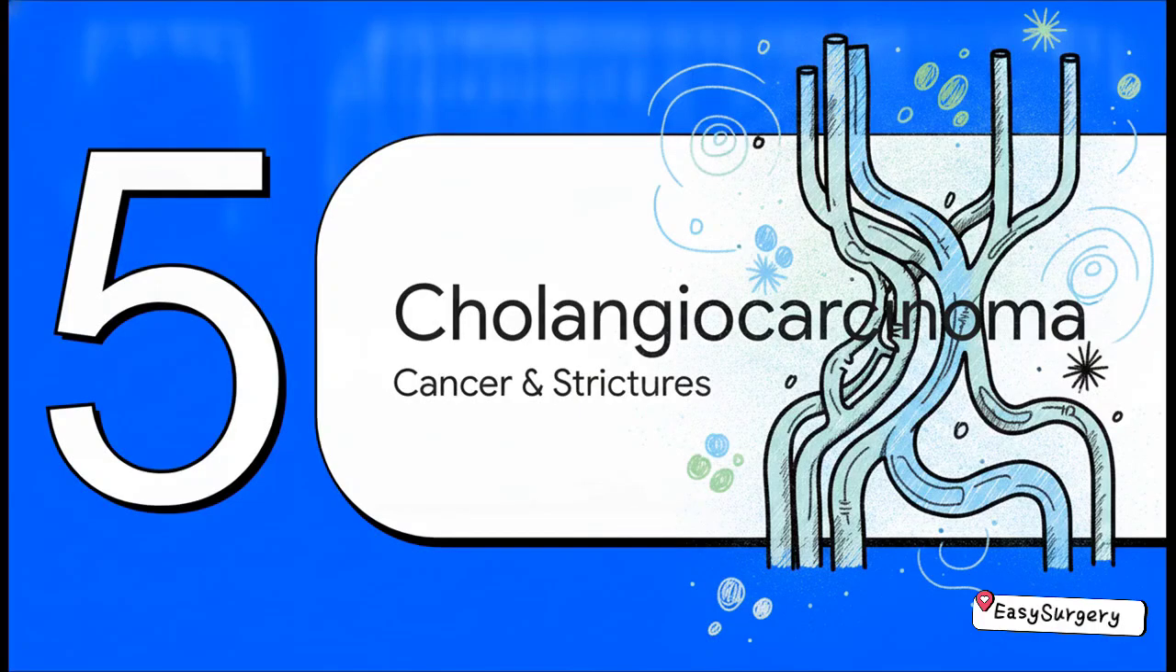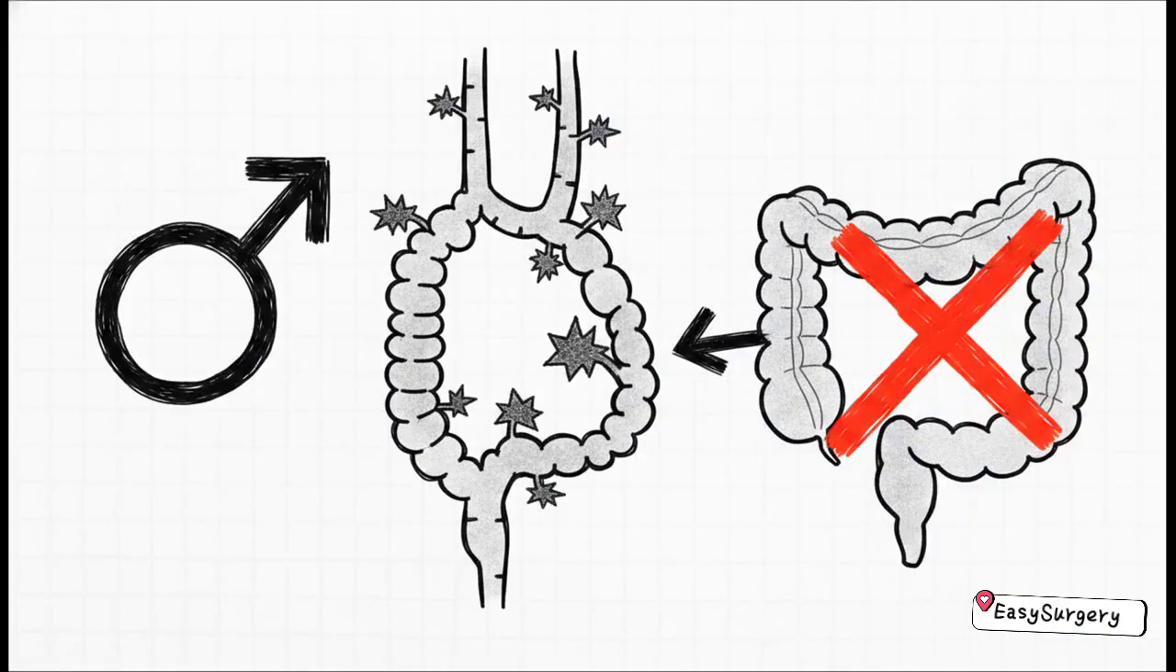Speaking of which, let's roll right into section 5, cholangiocarcinoma and biliary strictures. One of the most notorious drivers for this cancer is primary sclerosing cholangitis, or PSC. It's an autoimmune inflammatory condition tied to HLA-B8 and DR3, and uniquely, it's actually more common in males. It has a super strong association with ulcerative colitis.